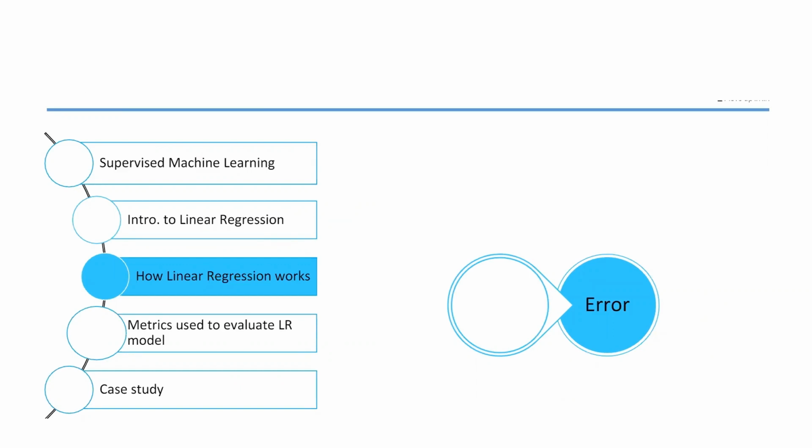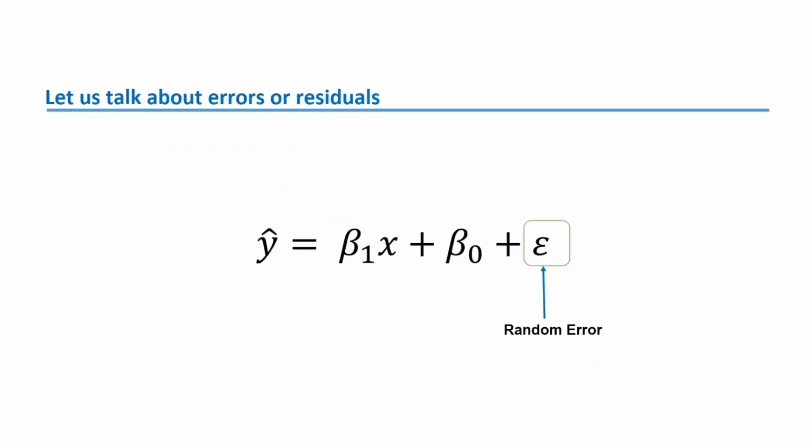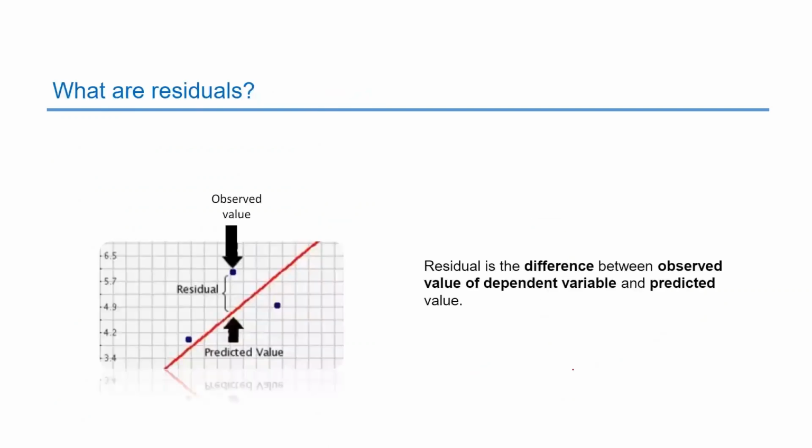Now, how does linear regression work? Linear regression has something called the random error, or we call it residuals as well. Now, what are residuals? Residual is basically the difference between the observed value of the dependent variable and the predicted value.